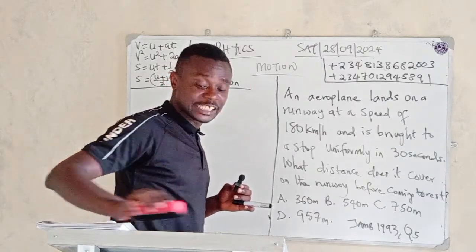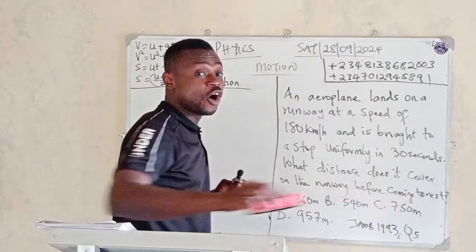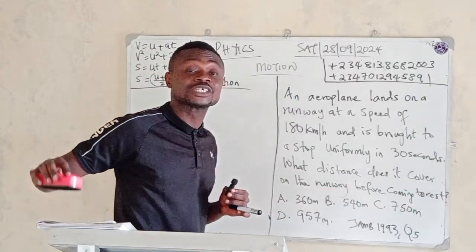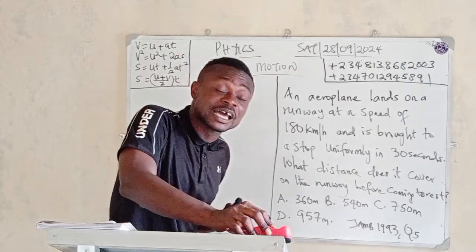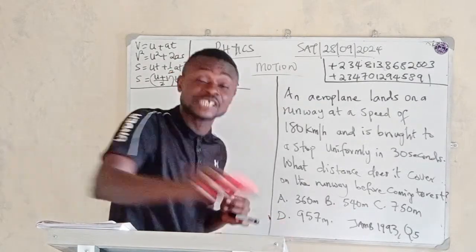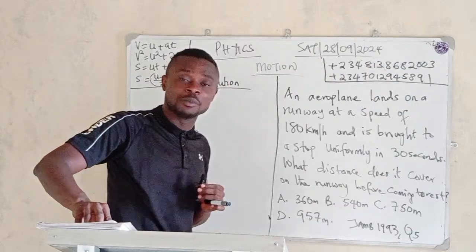It keeps moving. As it's moving now, this speed will keep going down until this speed becomes what? Zero. That's when it will now stop. And it stops at a final velocity of what? Zero. The initial velocity with which it landed on the runway is 180 kilometer per hour.